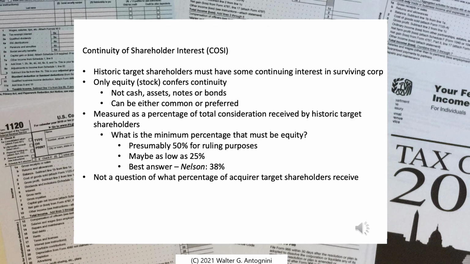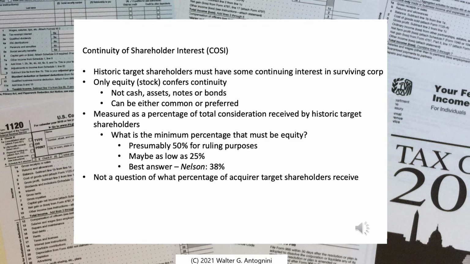We turn now to what is perhaps the most important, or at least the most substantial, overriding consideration, that of continuity of shareholder interest. The first order of business is to understand what the requirement is about. The basic concept is that the historic shareholders of the target must have some continuing interest in whatever corporation or corporations survive. The theory is that a reorganization is a tax-free transaction because it represents some minimal change in one's ownership interest. At least that's the theory. And accordingly, there must be some minimal continuation by the existing historical target shareholders.